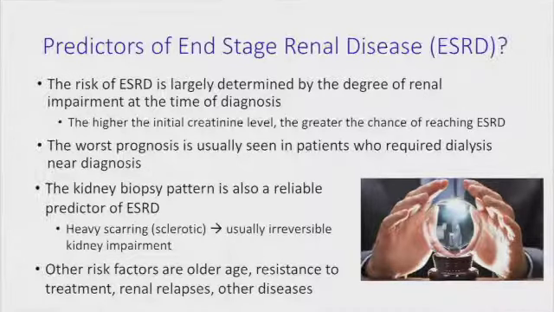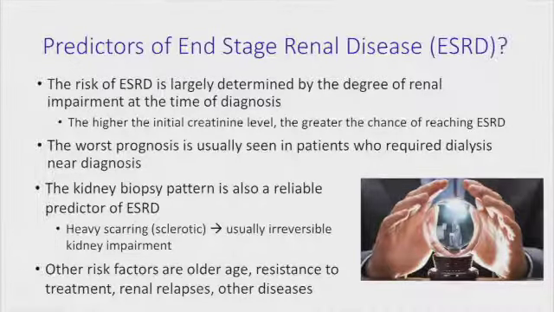The worst prognosis is usually seen in patients who require dialysis soon after the diagnosis. But even those patients, as I mentioned, some of them don't need dialysis for life. The kidney biopsy pattern is also a reliable predictor of end-stage renal disease, and that's why we insist that getting a sample for biopsy is very important.